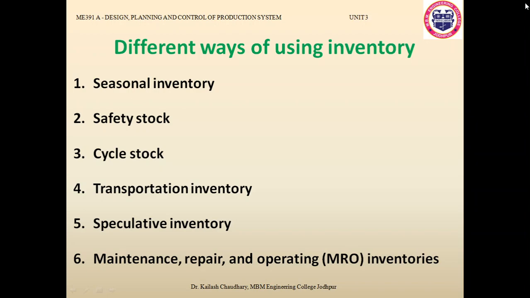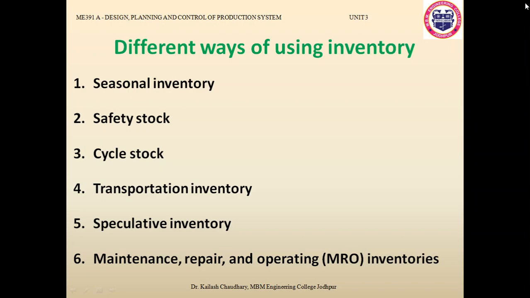Next comes the safety stock. It is maintained to protect against possible demand variation. It is also called buffer stock or reserve stock. Next comes cycle stock. In this case, the company produces more than the immediate requirement. Next comes the transportation inventory. It is in transit between manufacturing plant and distribution warehouse. Next comes the speculative inventory. It is a build-up to protect against some future event like a strike, price increase or shortage of products. So a company typically builds a speculative inventory to ensure a continuous supply of necessary items.